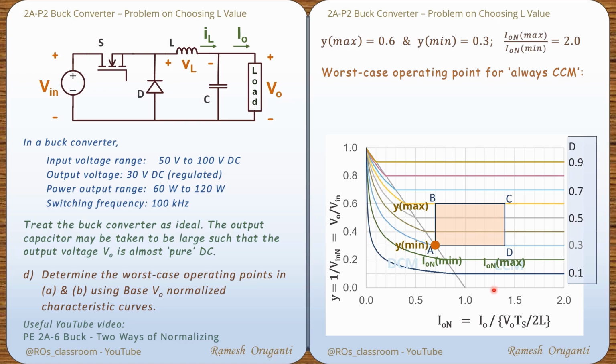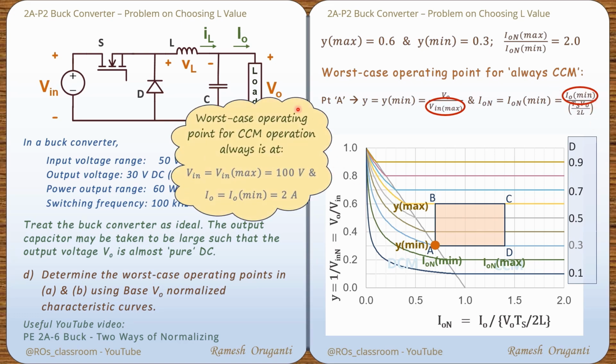So point A corresponds to Y equal to Y minimum, which is the same as V0 by V in maximum, and ION minimum corresponds to IO minimum by TS V0 by 2L. So the worst case operating point for CCM operation always is at V in equal to V in max equal to 100 volts, IO equal to IO minimum equal to 2 ampere. This is the same worst case operating condition that we got earlier.